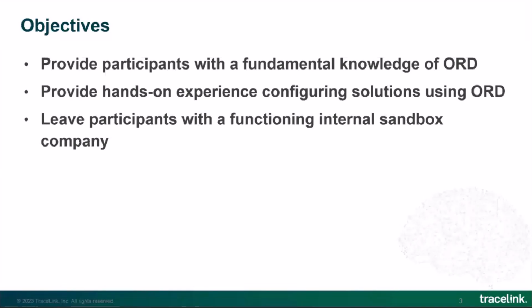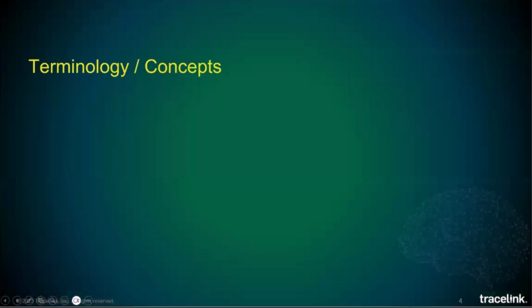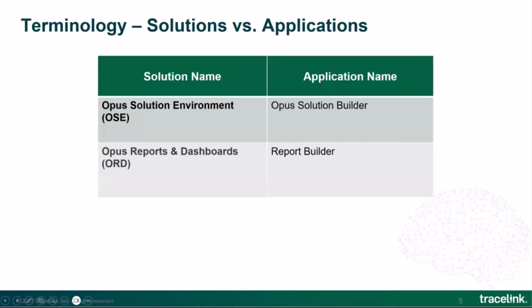Similar to what we did with OSE, we want to leave everybody with a functioning internal sandbox company and validation, so that moving forward, you'll have a company where you can actually, just like with OSE, work with ORD. This should be the exact same company. We've enabled both OSE and ORD in your company, so we'll have access to both in that same validation company. Any questions? Does that seem reasonable? All good.